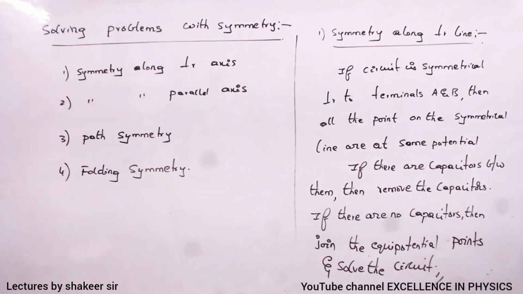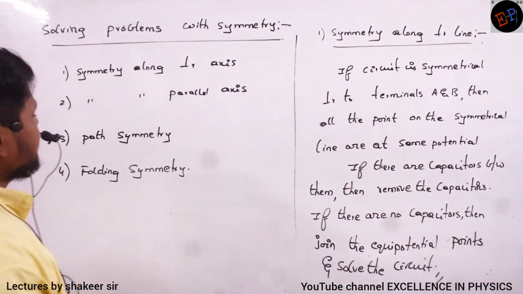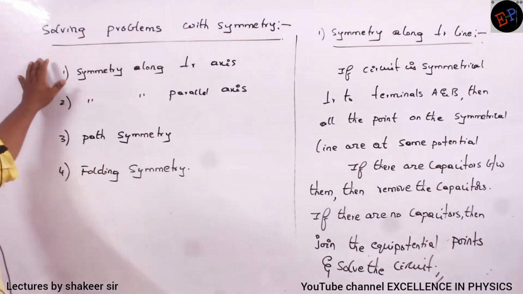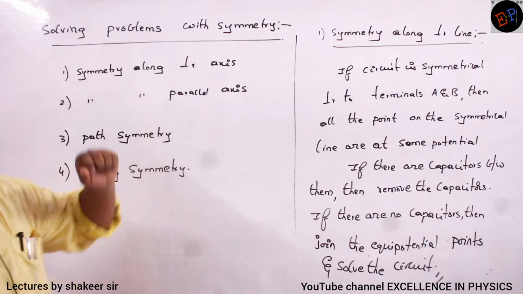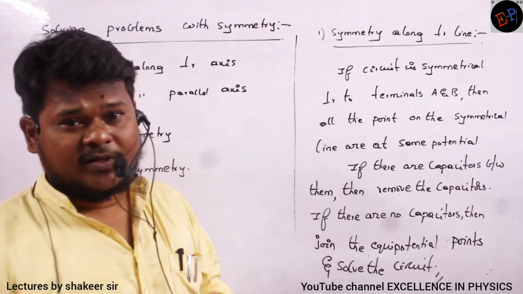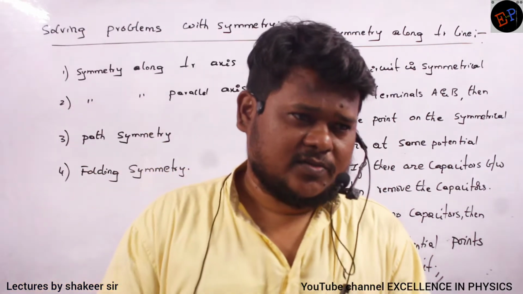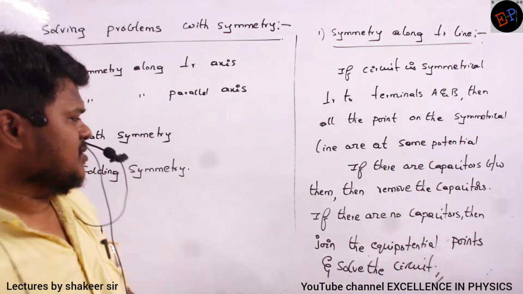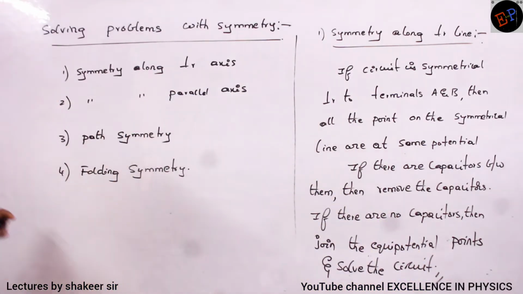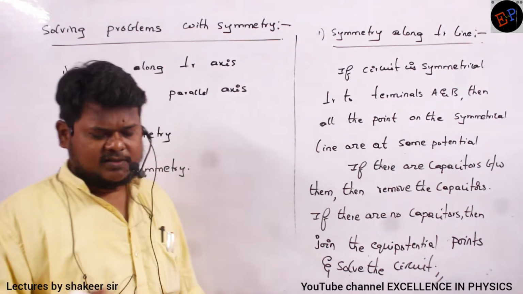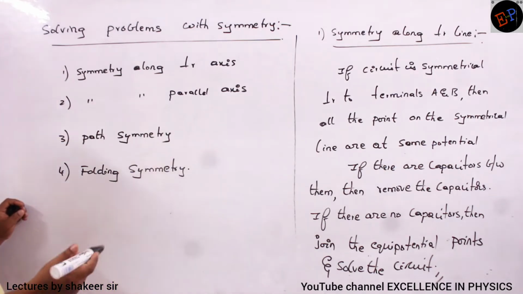So, the next concept we are studying is solving problems of capacitance circuits with symmetry. Symmetry means there is some similarity, some resemblance, in the circuit. So, we are supposed to solve the circuit by using symmetry. There are many types of symmetries, but the same problem we can do in many methods. We will discuss all the methods, and you can apply whichever one is easier for you.